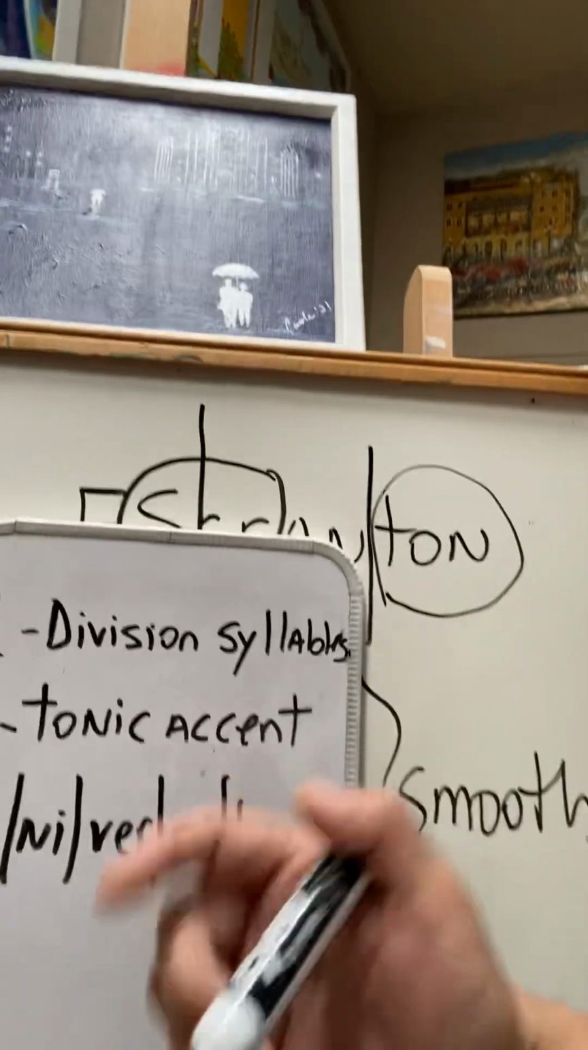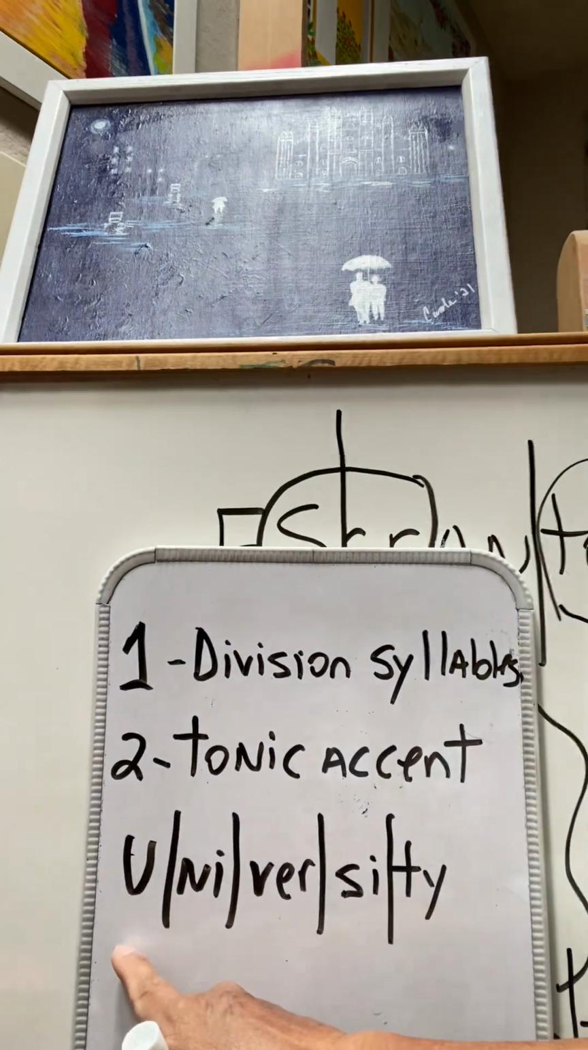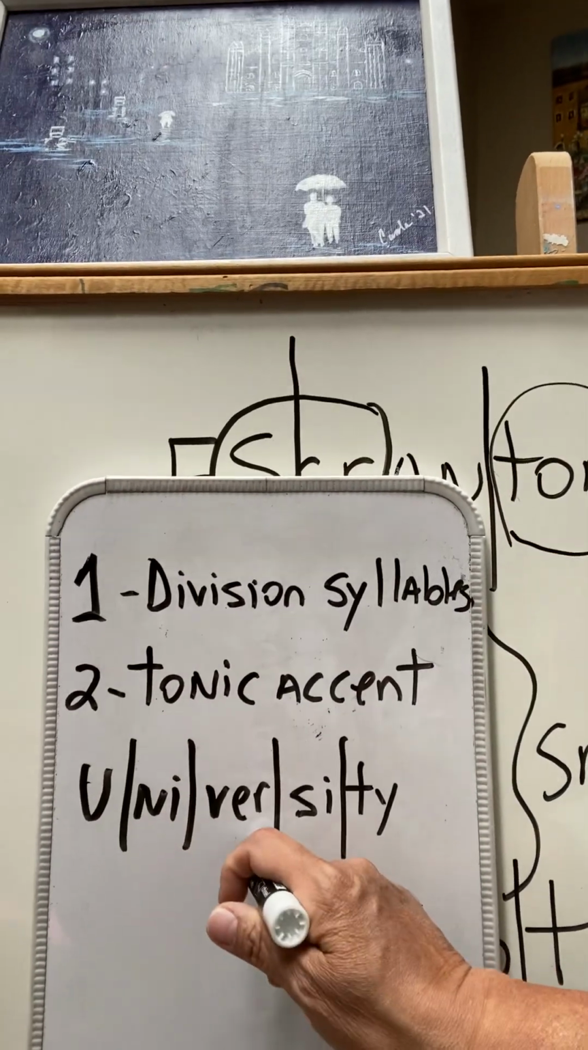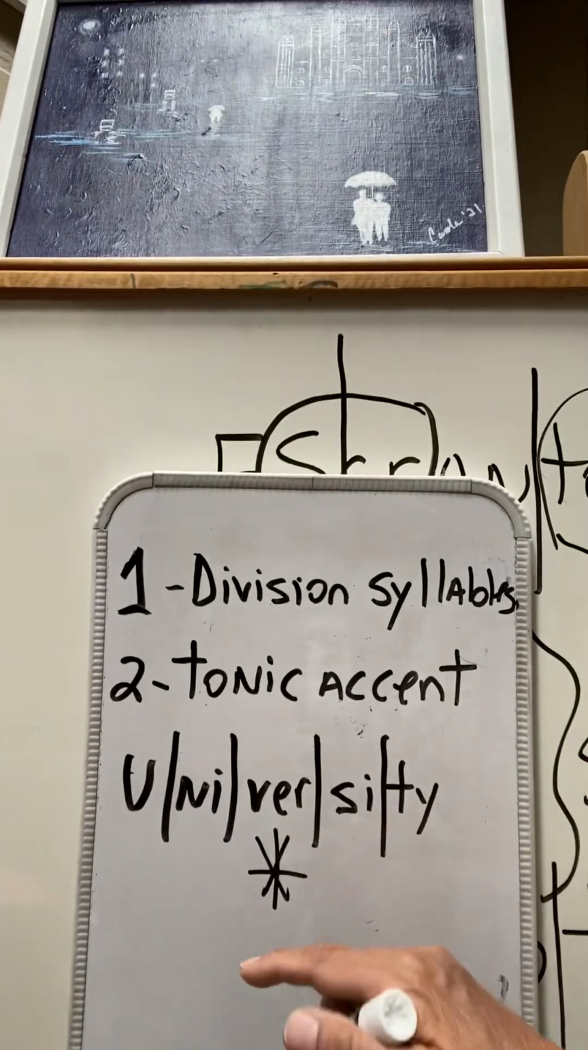But then, where is our tonic accent? The tonic accent is the effort that we do with our voice. So we don't say university, we don't say university, but rather here. This is where our tonic accent is.